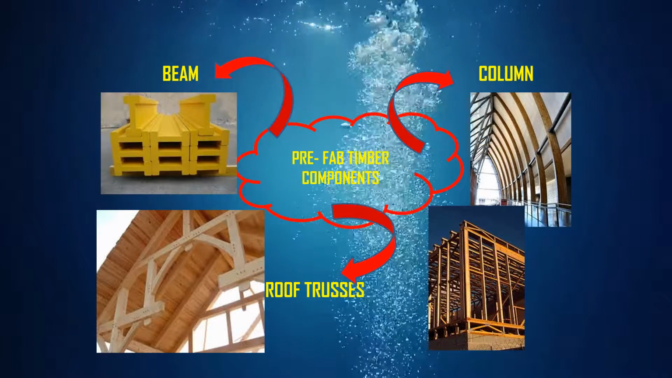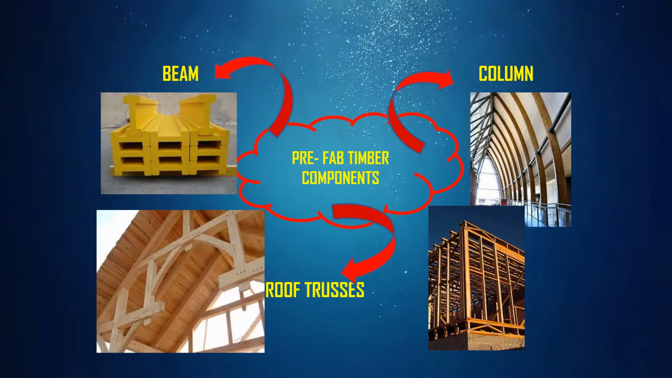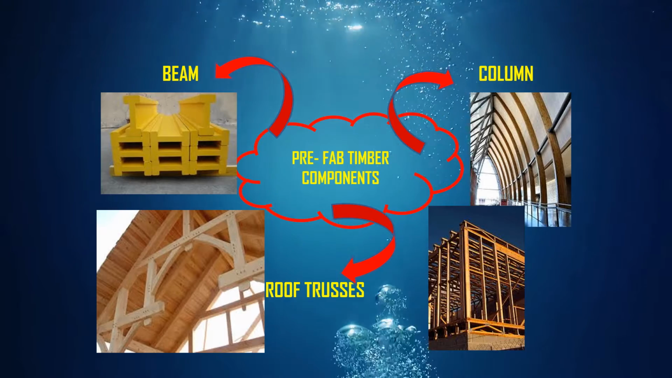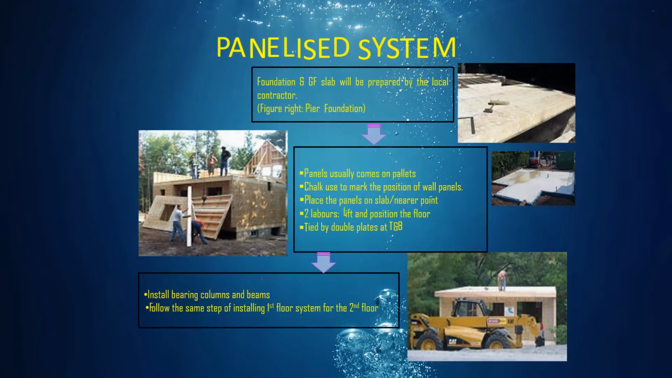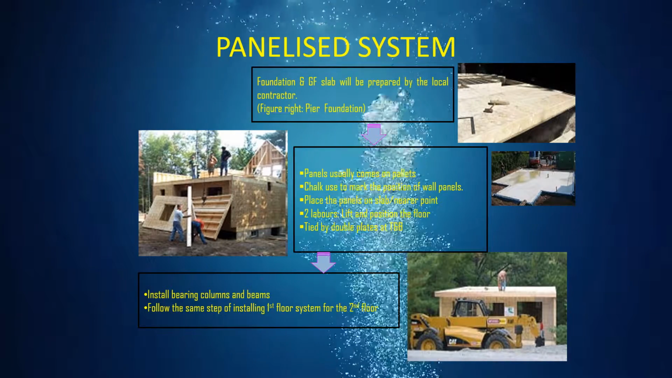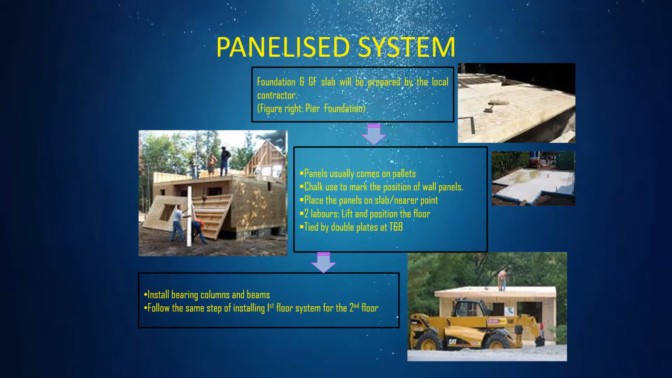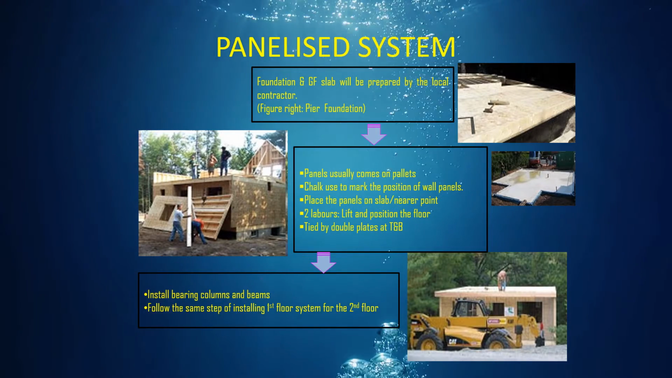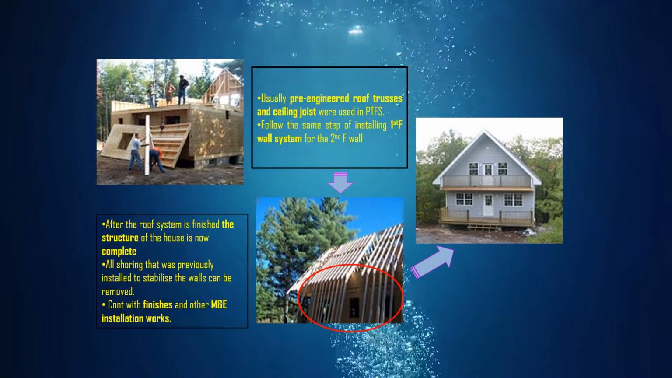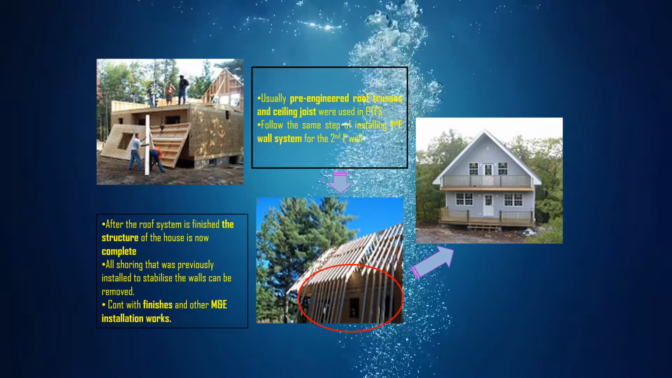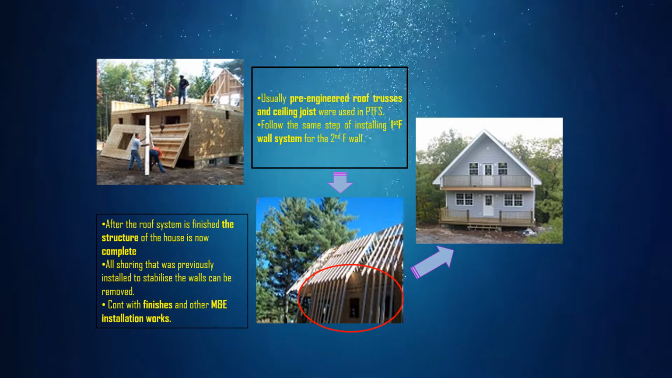The prefabricated timber has three components. Number 1, beam. Number 2, columns. And number 3, roof trusses. This is an example of construction of the panelized system from foundation to the installation of columns and beams. The process continues with the installation of roof trusses until completion.